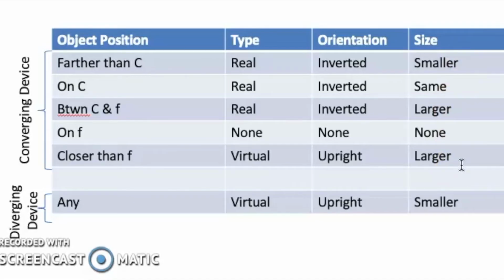And a lot of you guys got tricked on this in the homework, so I'll say it one more time. For a converging device, the closer you are to the focal point, the larger the image is.